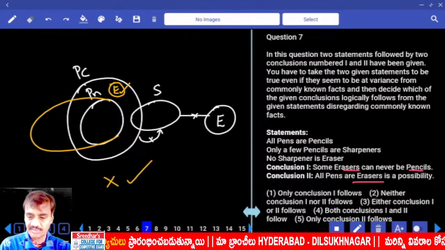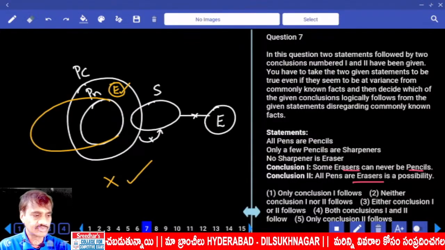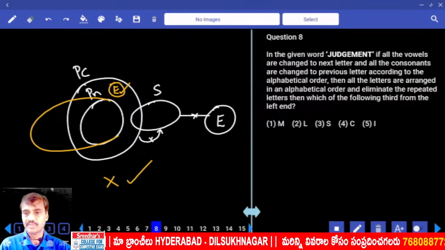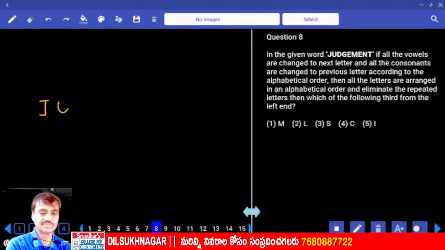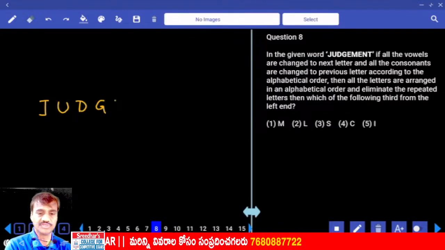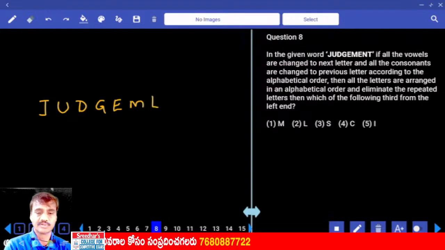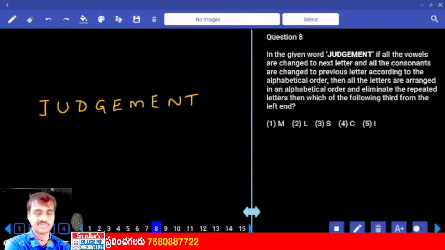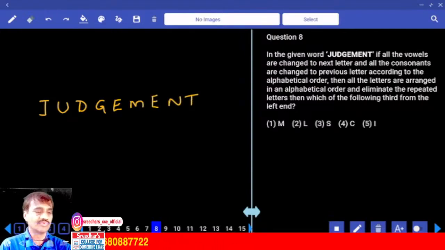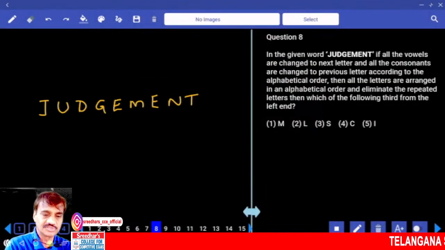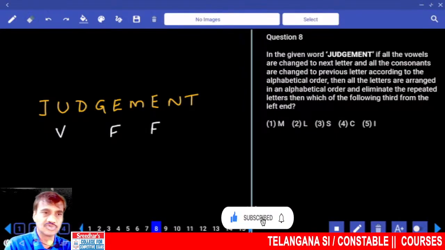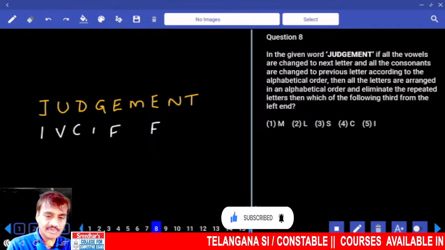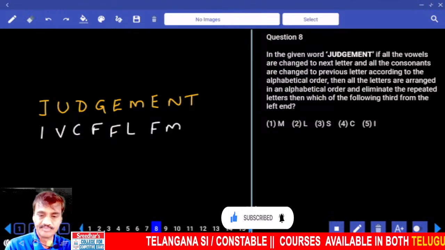Question number 7 is choice 5. The next one, question number 8. Now, what is the word we have? Judgment: J, U, D, G, E, M, E, N, T. In this, all the vowels are changed to the next letter, which means U has become V, E has become F. And consonants are changed to the previous letter: I, C, F, L, M, S.